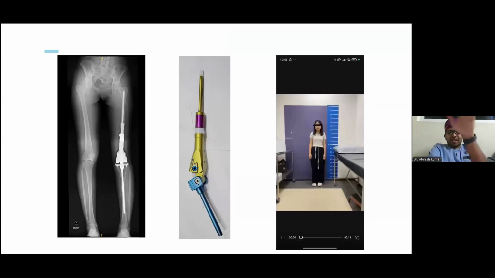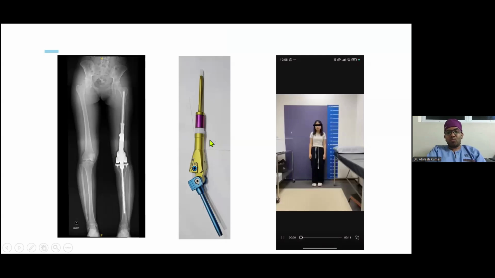The diagram on the left is an example of an X-ray of a patient post-endoprosthesis application. You can see here that this patient had a distal femur osteosarcoma, for which we performed a resection. And this is an example of an endoprosthesis which we use in our practice. The gold color component is the femoral part, and the blue color component is the tibial part.